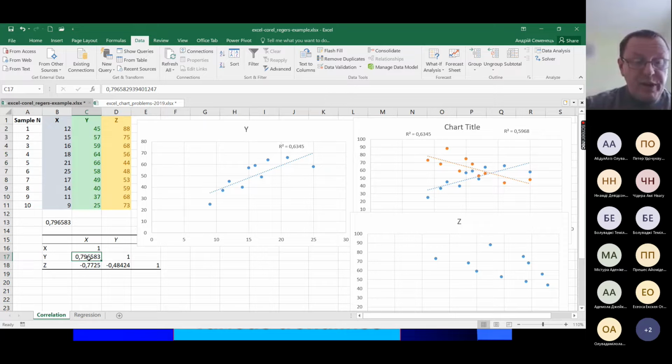And it's obvious that we have a high positive correlation for x and y, and negative for x and z, and an even less than moderate, low correlation between y and z, almost negligible negative correlation between y and z. So here we have how it's possible to implement correlation analysis with a spreadsheet.